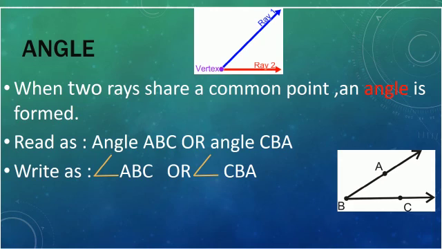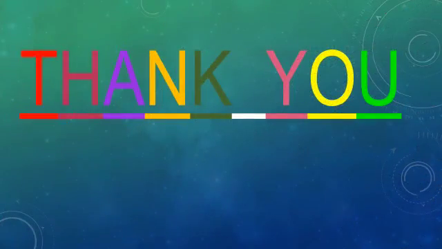So what is the definition of angle? When two rays share a common point, an angle is formed. These geometrical definitions of point, line segment, ray and angle are very easy, and the next exercise is also very interesting. So just learn all the definitions by heart. I'm going to call you and listen to what definition you have. All the best and thank you.